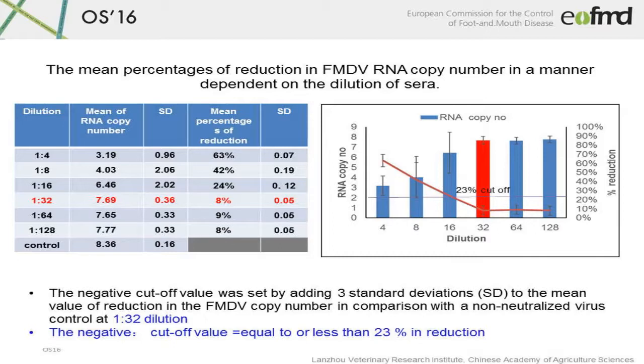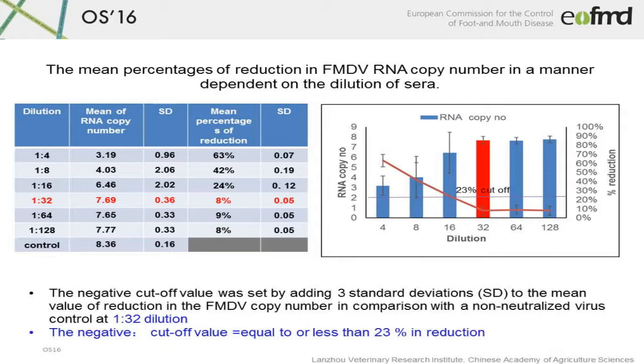So we decided to use this dilution to do the further validation, but we need a cutoff for this assay. Because this is just ongoing work, initially the cutoff value was set by mean plus 3 SD. In this case, because we use the H1 virus, the cutoff value we consider is 23% reduction. If it is equal to or less than this reduction rate, we consider it a negative sample, and if it is greater than this value, we consider it positive.